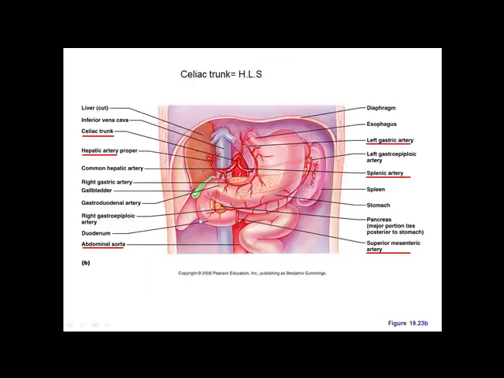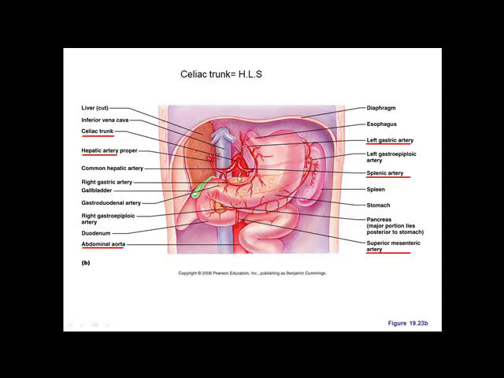Next slide. So this is our celiac trunk. This guy right here that I am circling is our celiac trunk. I like to remember this as HLS. We have our hepatic artery proper. So hepatic refers to liver, so that's going to be the artery to our liver. We're going to have our left gastric artery, okay? And then we're going to have our splenic artery, which will be the big blood flow to the spleen.